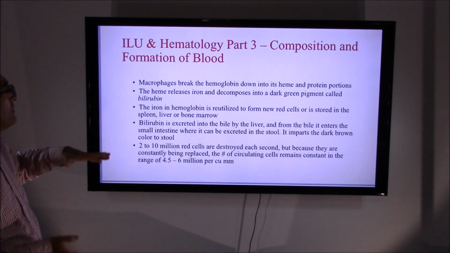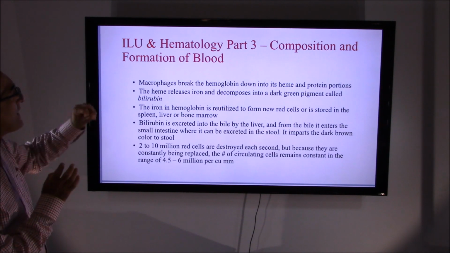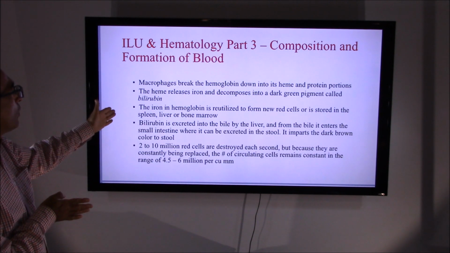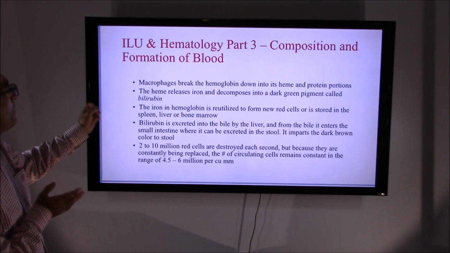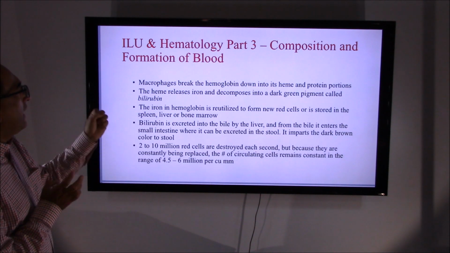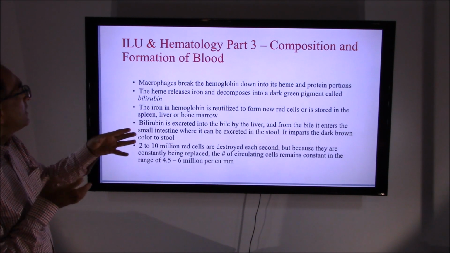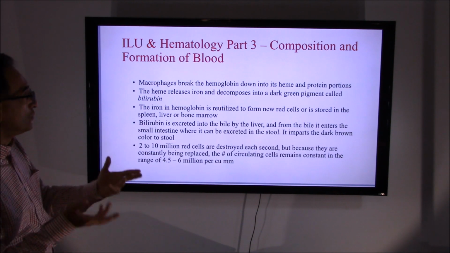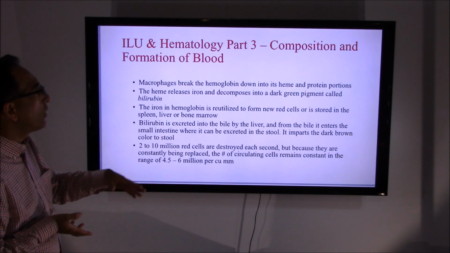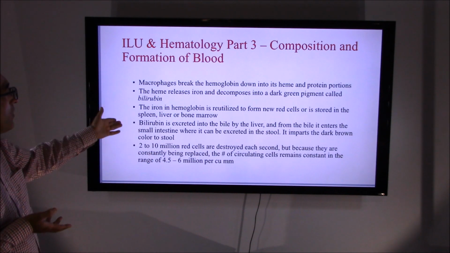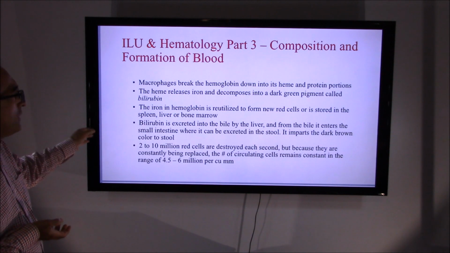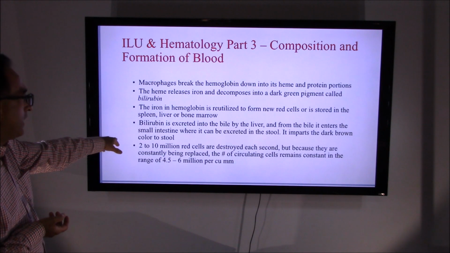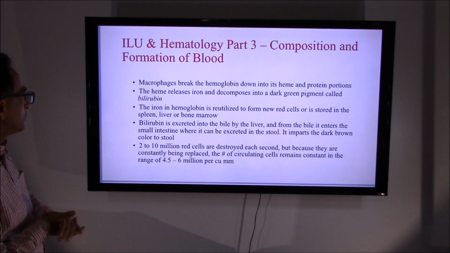So what happens? The macrophage will break down the hemoglobin into the heme and protein, and here you go, the bilirubin comes into the picture. How? Because the heme releases the iron and decomposes into the dark green pigment called bilirubin. The iron from hemoglobin is reused to form new red cells or stored in the spleen, liver, or bone marrow. Bilirubin, we know how we get the brown color to the stool, so I'm not going to go into those details.